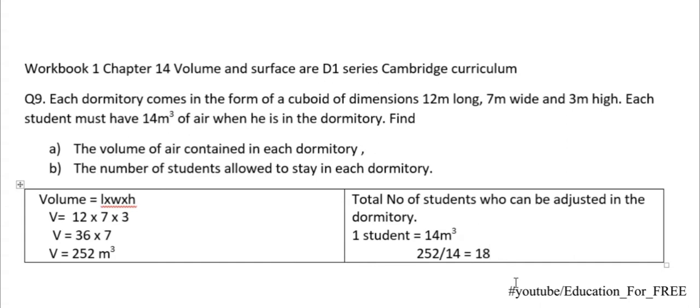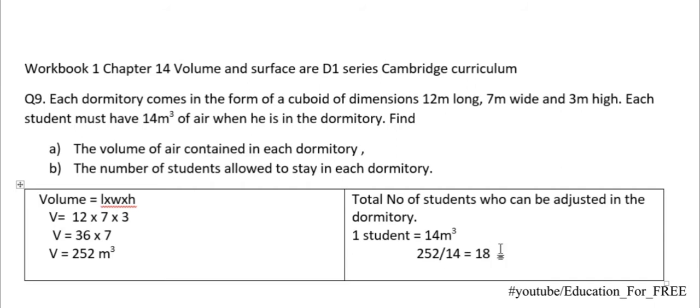So this means 18 students can be adjusted in this dormitory, which has dimensions of 12 by 7 by 3. So the total number of students which can be adjusted in this dormitory is 18, where each student has to have space of at least 14 cubic meters.